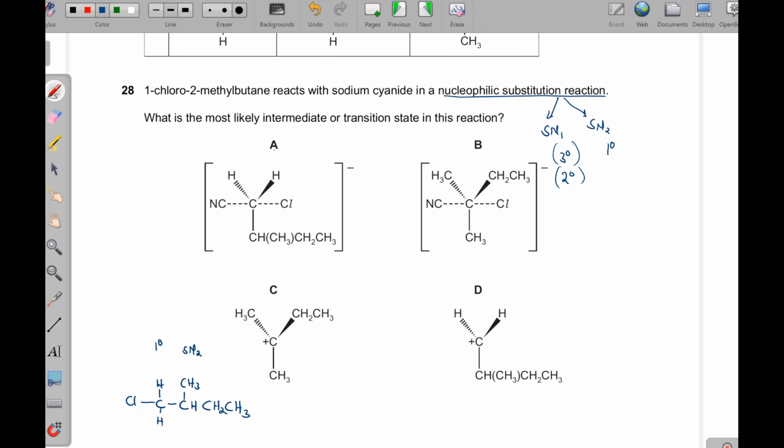Chlorine, we know, is more electronegative compared to carbon, so it will tend to pull bonding electrons towards itself. In doing so, it attains a partial negative charge, and carbon attains a partial positive charge. You see that? Now this one has only one alkyl group, so it has a positive inductive effect.